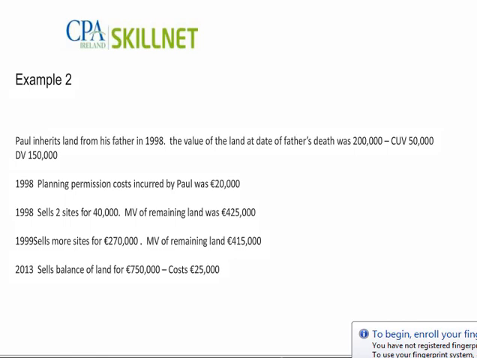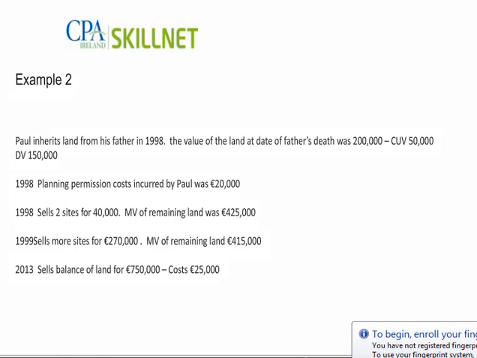So in 1998 he sold 2 sites for 40,000. Market value of remaining land was 425,000. Now, when we get to A over A plus B, the A in the formula will be 40,000 and the B will be 425,000. And that's how the formula works. So I'll get to the formula in a second. Then in 1999, another year later, he sells more sites for 270,000. And again, market value of remaining land was 415,000. And then in 2013, he sells the balance of the land for 750,000.